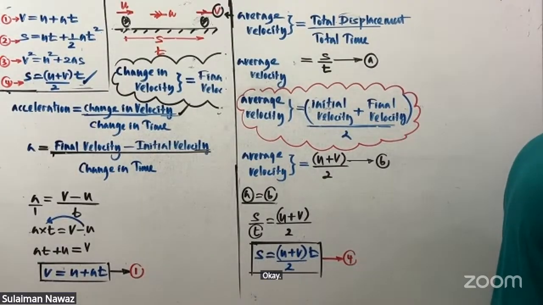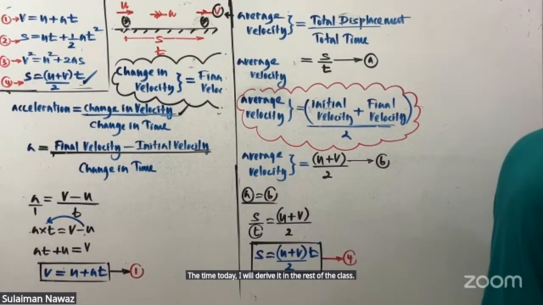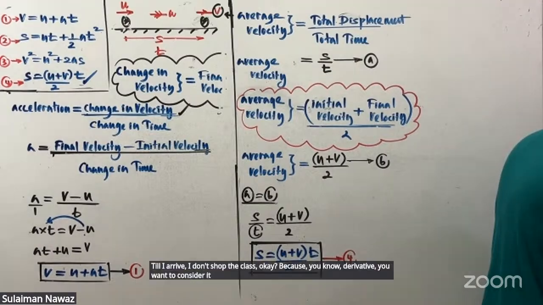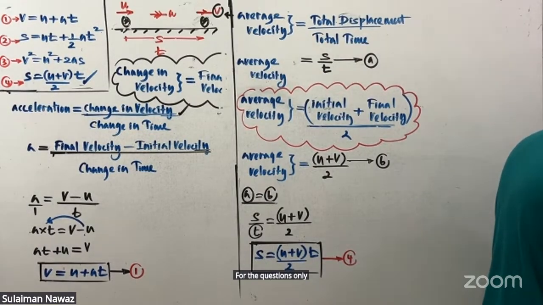Two equations derived. I will derive two more. Today I will derive it and I will stop the class. Till I derive, I don't stop the class, because we want to derive it and we want to complete it. Then theory wise, everything is finished for linear motion. We want to do questions only. We are doing lots of questions.